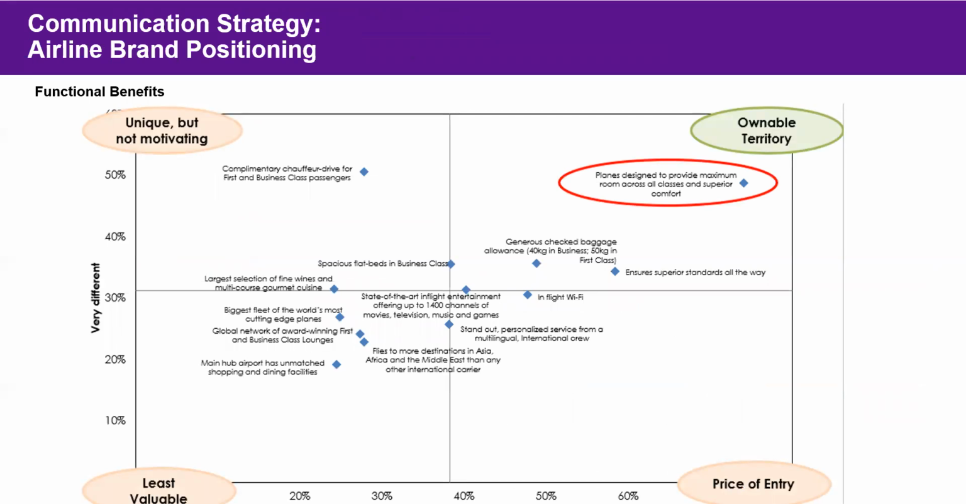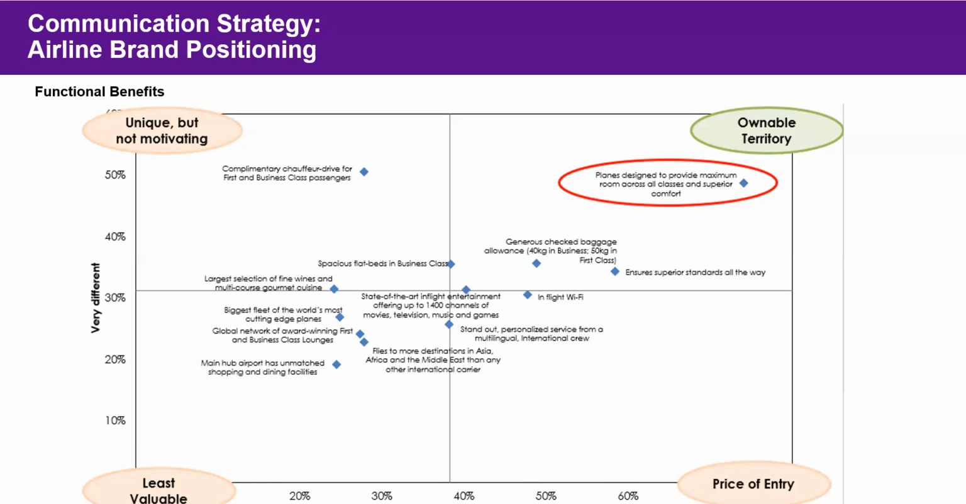Next, moving into examples of communication strategies. This was actually for a pitch, trying to understand what the communication strategy could be for a luxury airline brand. One of the areas that we really wanted to unpack was the rational or functional benefits. On the horizontal, you're looking at how important these attributes are. On the vertical, how unique these attributes are to this brand.